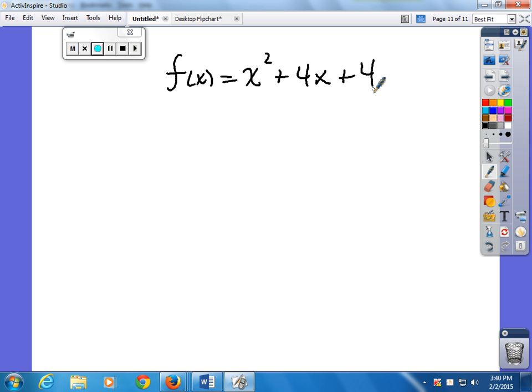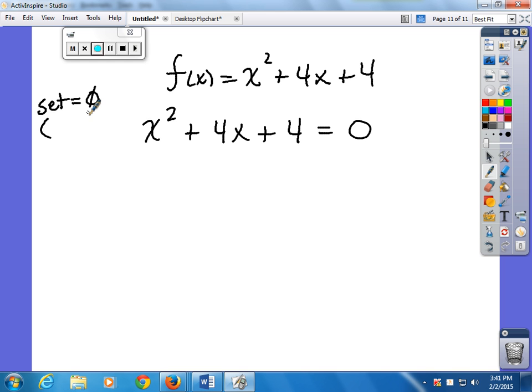First thing I'm going to do is set it equal to 0. x squared plus 4x plus 4 is equal to 0. Now this is where you need to write down in your notes what I just did. Set equal to 0. Why? Because when you find your x-intercept, what is y always? 0. So I'm setting my y equal to 0. Where's y? f of x.